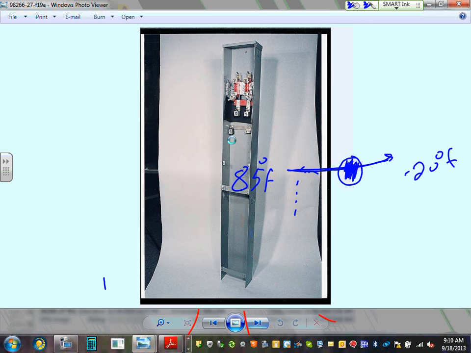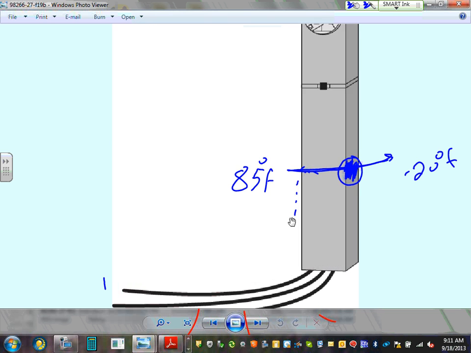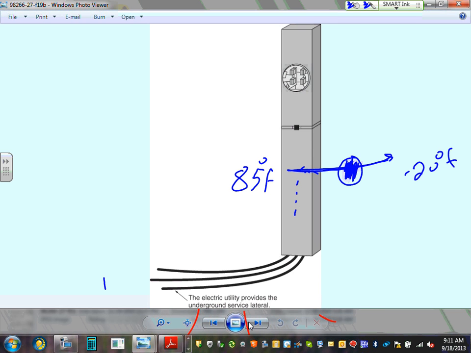Okay, this is for your service. This is coming from underground, guys. The service will go right through it. Here's how the conductors come into the underground, for the underground service lateral coming into a meter.